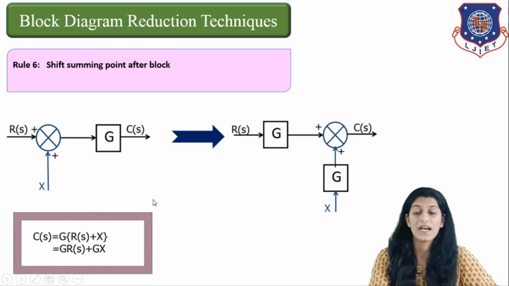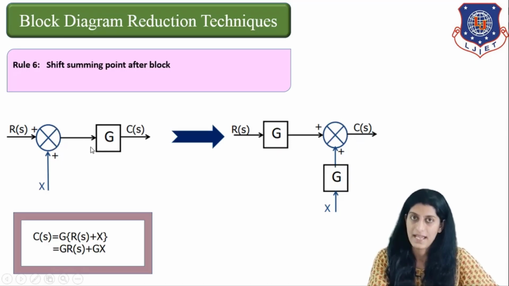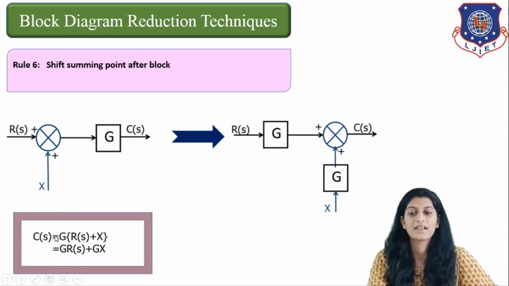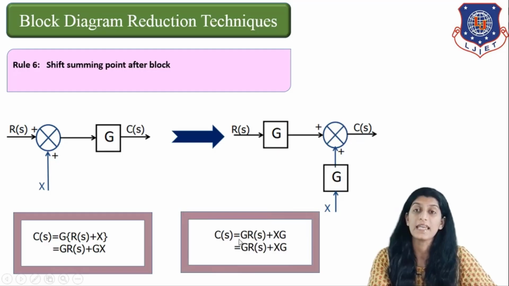So if you write the transfer function for the system, it can be given as C(S). C(S) is dependent on G into R(S) plus X, because R plus X is the input to the block here. So, G into R(S) plus X. Right. So if you multiply G individually, then it will be G R(S) plus G X. In the same way, if you want to write the overall transfer function for this particular point, you can write it as C(S) equals G R(S) plus X G, which is again equal to G R(S) plus X G.